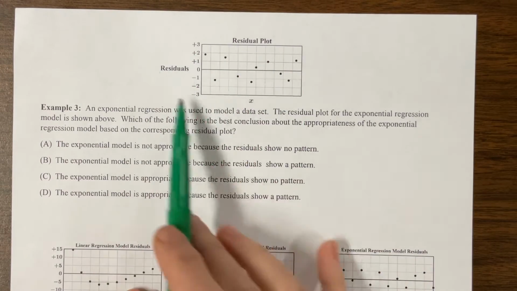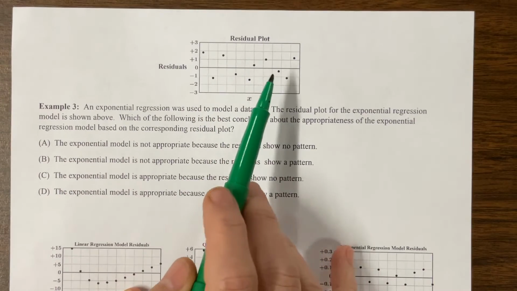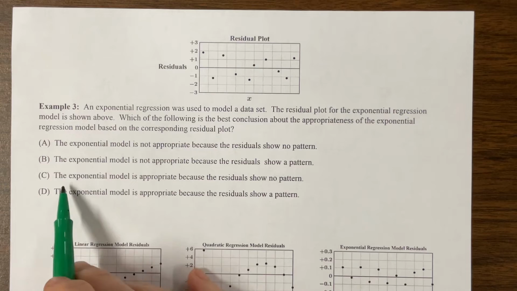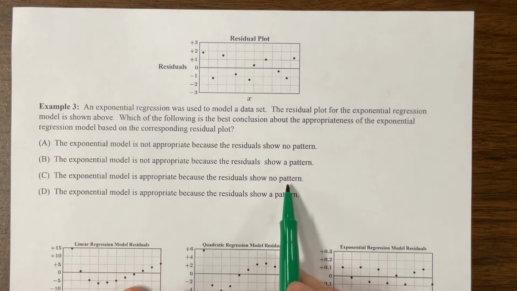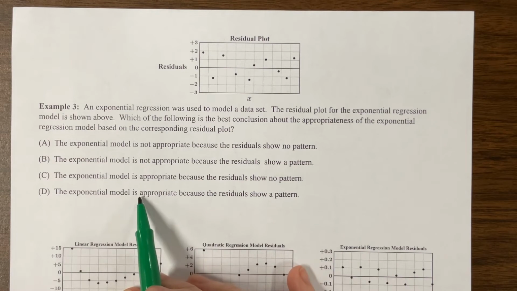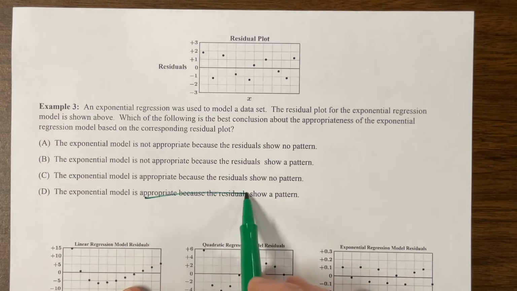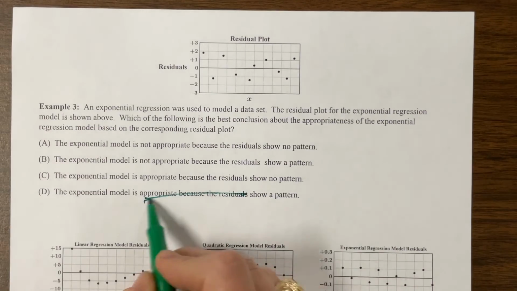To me, okay, here's what I see. I see that it looks scattered, and so I think it would be appropriate. But we know it will be appropriate if there is no pattern. Okay, so it's not appropriate. Hang on, the exponential model is appropriate because it shows a pattern. We don't want it to show a pattern. So that's automatically wrong.